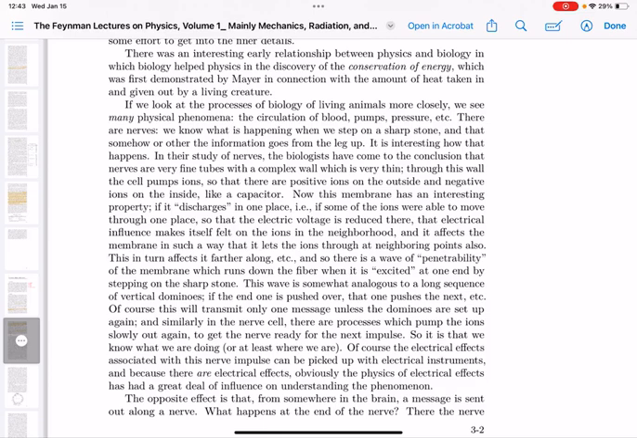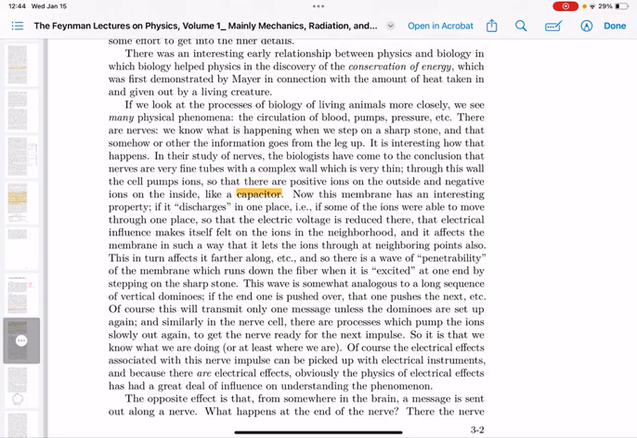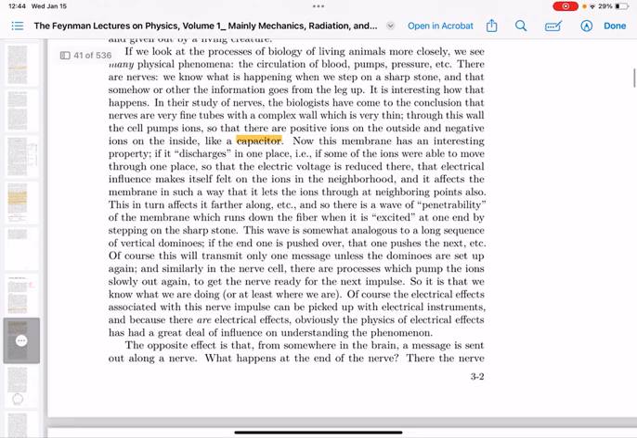capacitor. What's a capacitor? A device used to store an electric charge consisting of one or more pairs of conductors separated by an insulator. Oh, okay. It seems like a nervous system. I guess you could actually explain capacitor for me by explaining how nerves work, because biology is much more familiar to me than devices in the physics realm, I guess.